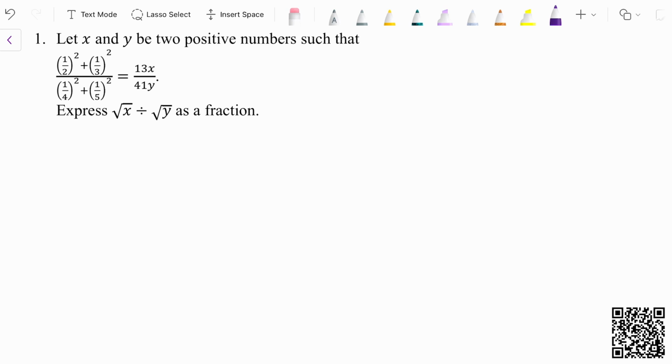Today's first question is, let x and y be two positive numbers such that... Okay, I'm not writing that. Express the square root of x divided by the square root of y as a fraction.